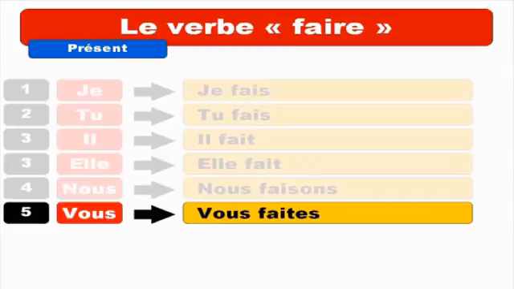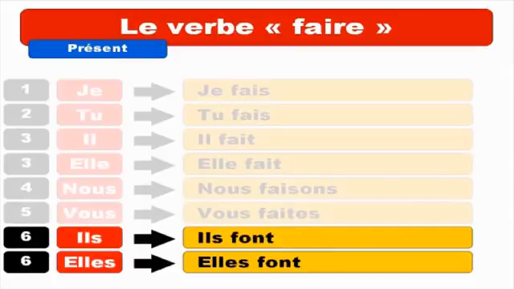Vous faites. Alright, and then finally, ils masculine and elles feminine. Ils font. Okay, so you get this nasal on. And then the final T is not pronounced. So ils font. Repeat. Okay, and then the feminine form, elles font. Same thing, the nasal on, and the final T is not pronounced. Elles font. Repeat.